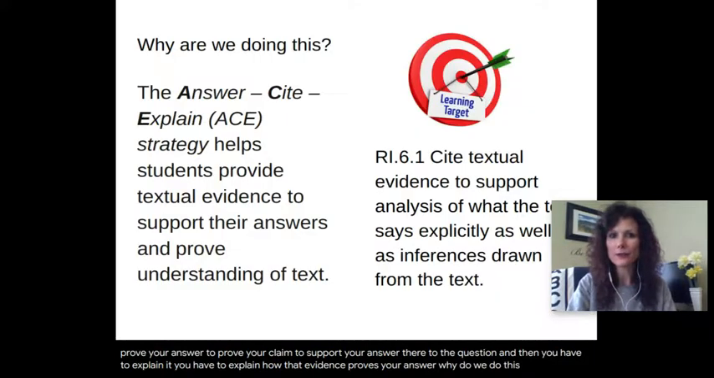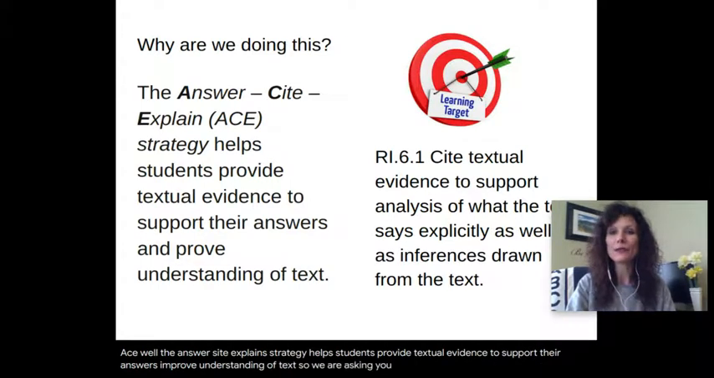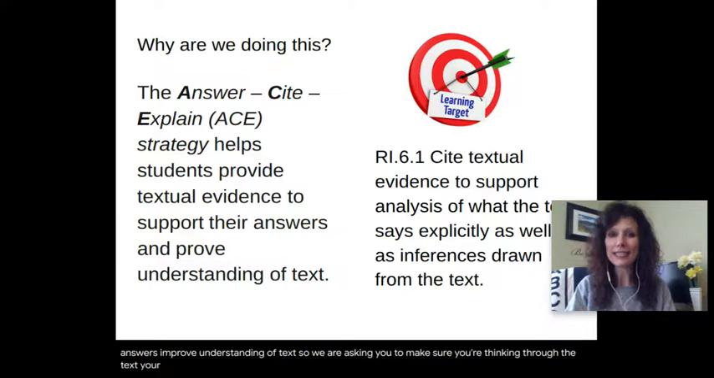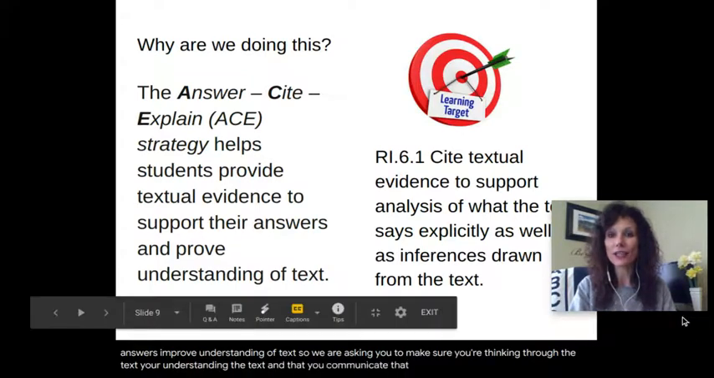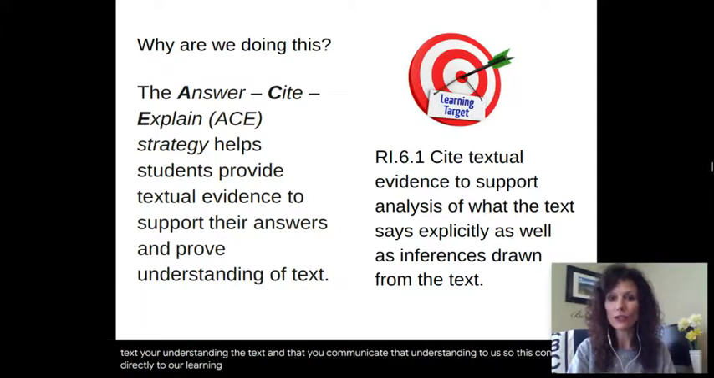Why do we do this? Why do we do ACE? Well, the answer cite explain strategy helps students provide textual evidence to support their answers and improve understanding of text. So we are asking you to make sure you're thinking through the text, you're understanding the text, and that you communicate that understanding to us. So this connects directly to our learning target here, where 6th graders are asked to cite textual evidence to support analysis of what the text says explicitly. That means word for word in the text, as well as an inference drawn from the text. That means something you can conclude based on the clues. That's one reason we do ACE.